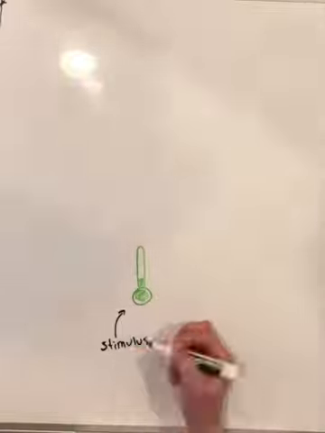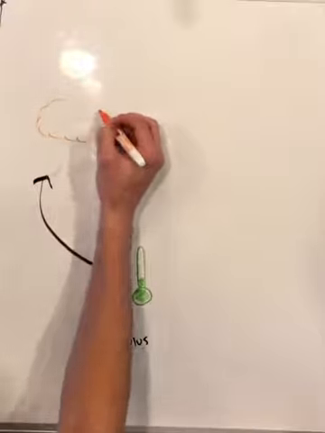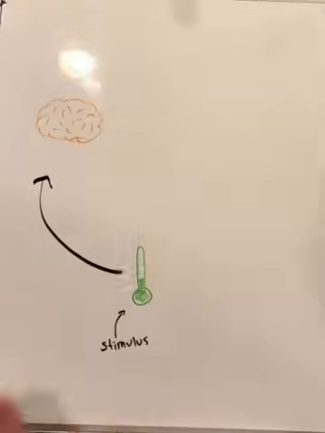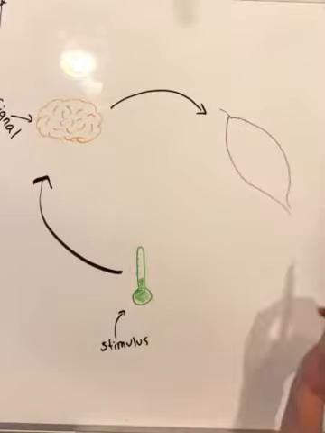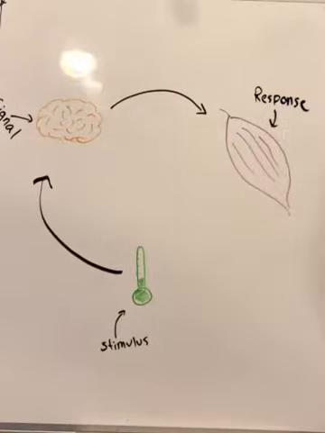An example of environmental responses is when a low temperature acts as a stimulus for the brain to send a signal to the muscles to shiver in order to generate body heat.